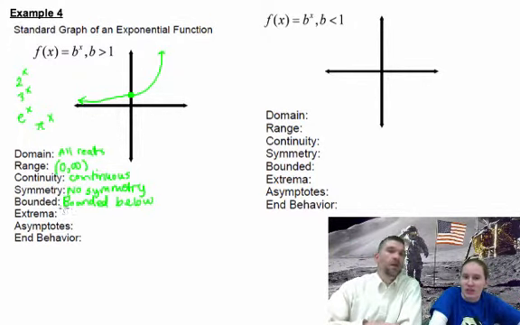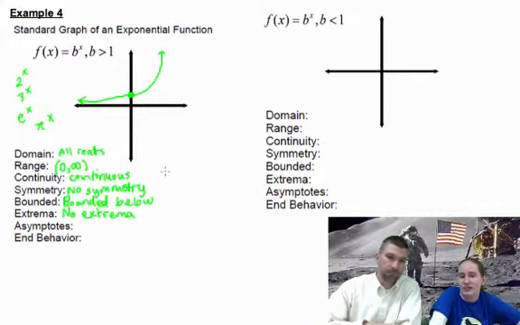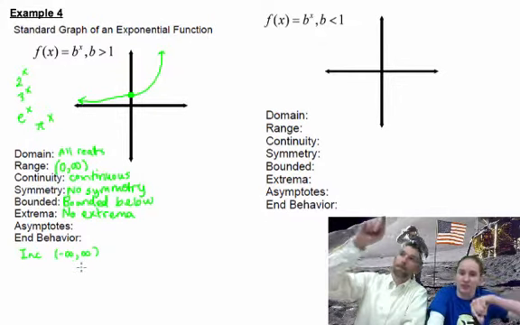Extrema. No extrema on this. Extrema would indicate that we have peaks or valleys or mountaintops, basically a point where we're going from increasing to decreasing. And that is not happening here. Which, by the way, isn't listed here, but is it increasing or decreasing? It increases from negative infinity to positive infinity. It does not ever decrease. That's part of why there's no extrema, because extrema happens when you go from increasing to decreasing.